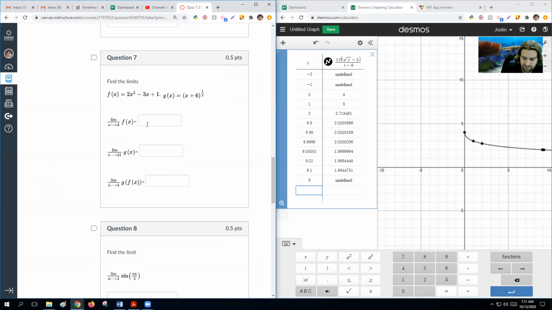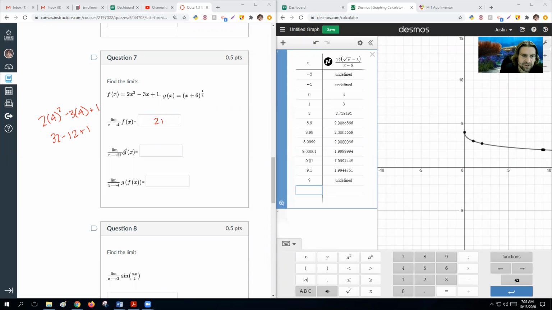Okay. All right, let's look at some composite functions here. So number 7. Oh, my pen's not working. Let's draw this out here. Oop, wrong marker. All right, so if I'm finding the limit as we go towards 4 of f, I'm going to take 4 and plug it into this equation here. So 2 times 4 squared minus 3 times 4 plus 1. Let's see, 16 times 2 is 32 minus 12 plus 1. So that's 20 plus 1, 21.